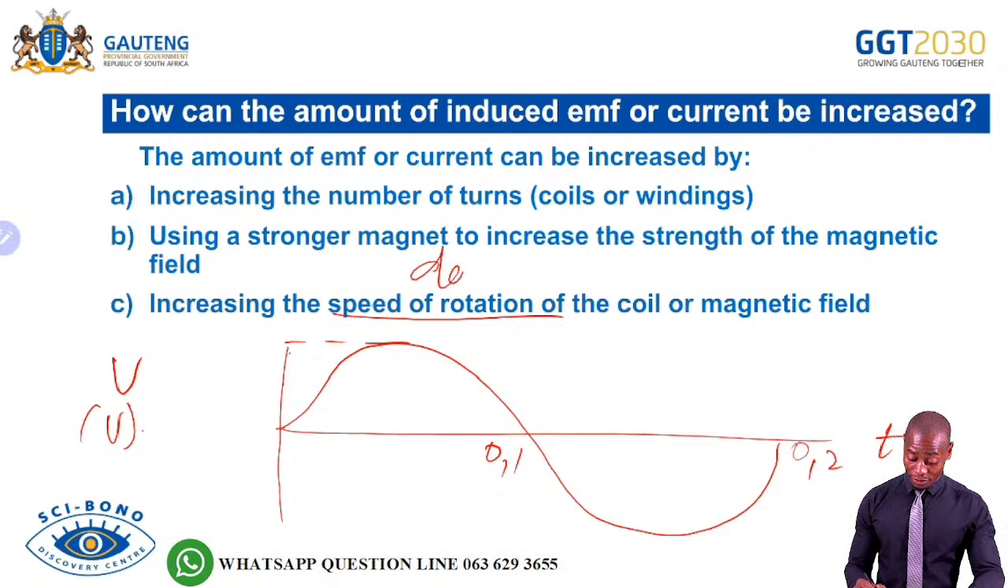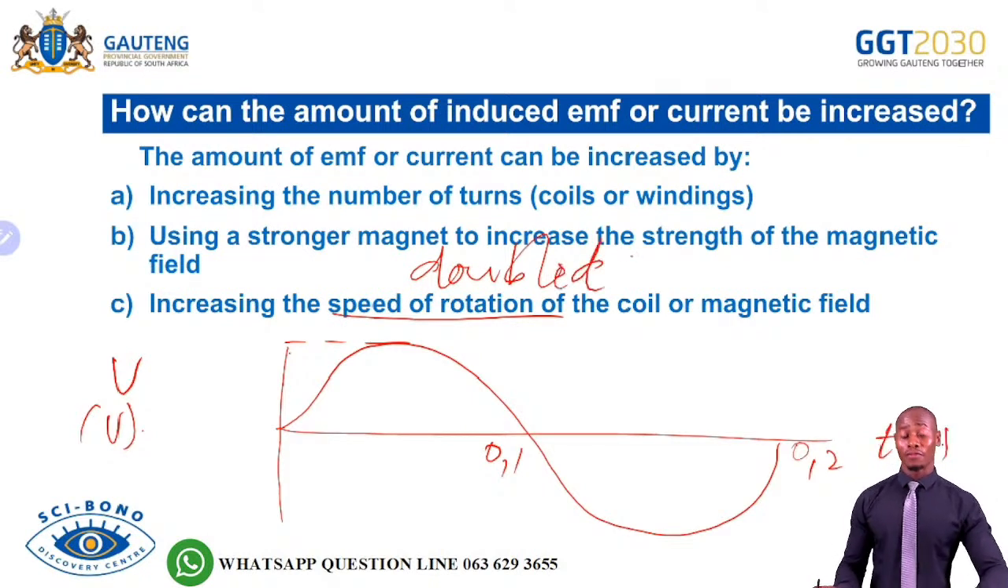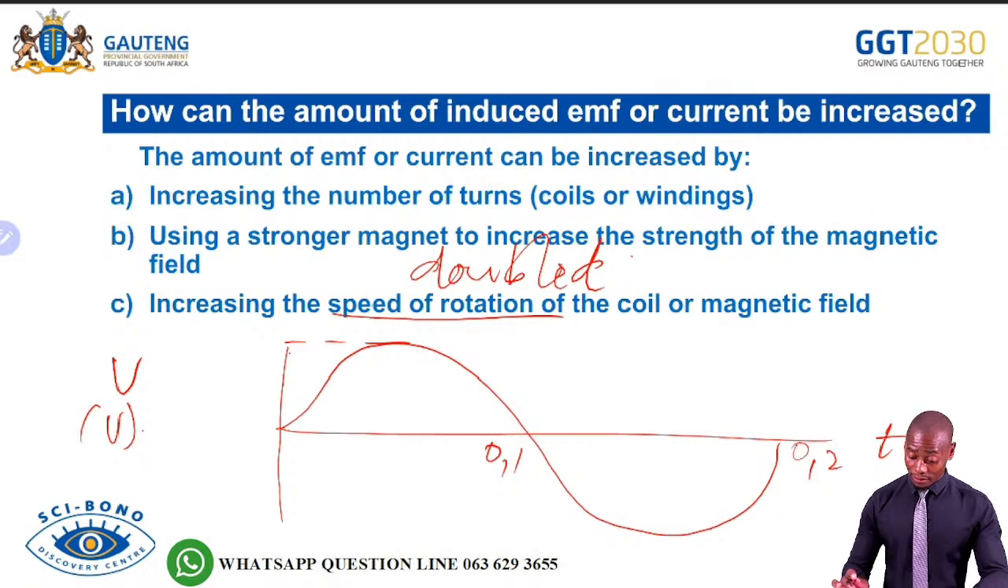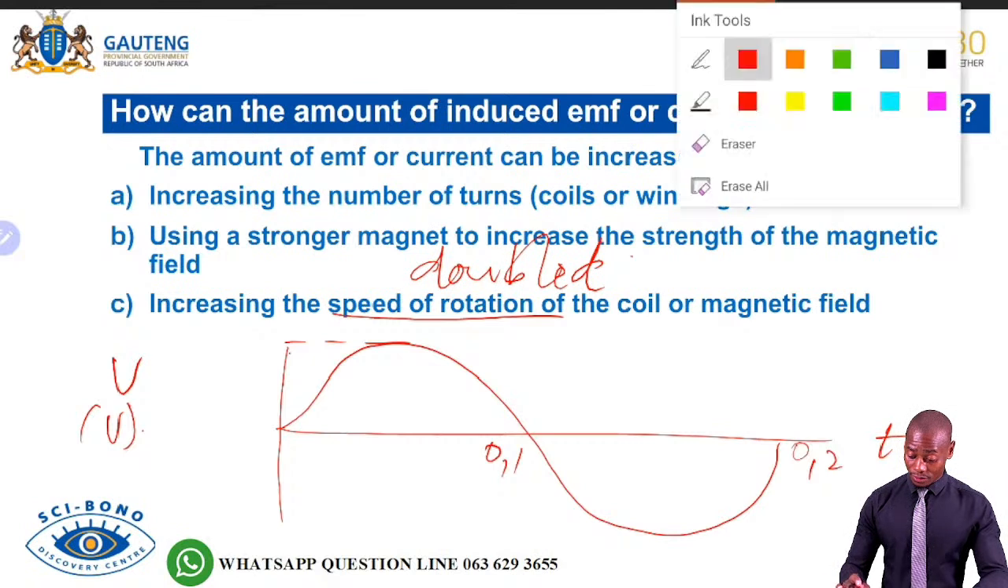So we have doubled the speed, right? So if the speed of rotation of the coil is doubled, how will the EMF be affected? The EMF will also be what? Will be doubled. All right. So for that, I need a different color here so that you'll see what I'm talking about.